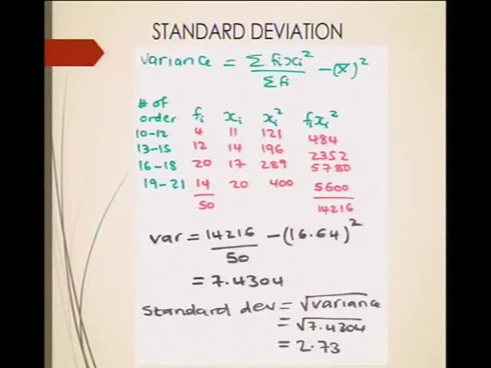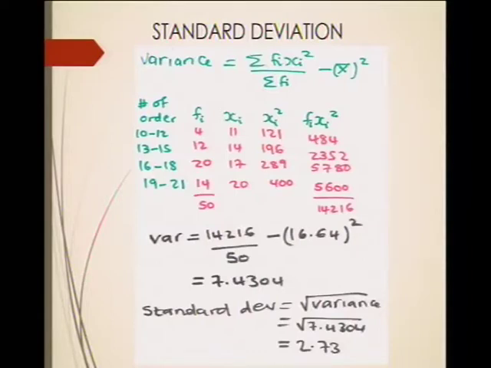13 plus 15 is 28. Divide by 2 is 14. 16 plus 18 is 34. 34 divided by 2, it will give you 17. Okay? And then you continue like that. Then in the fourth column, you have to square the midpoints.